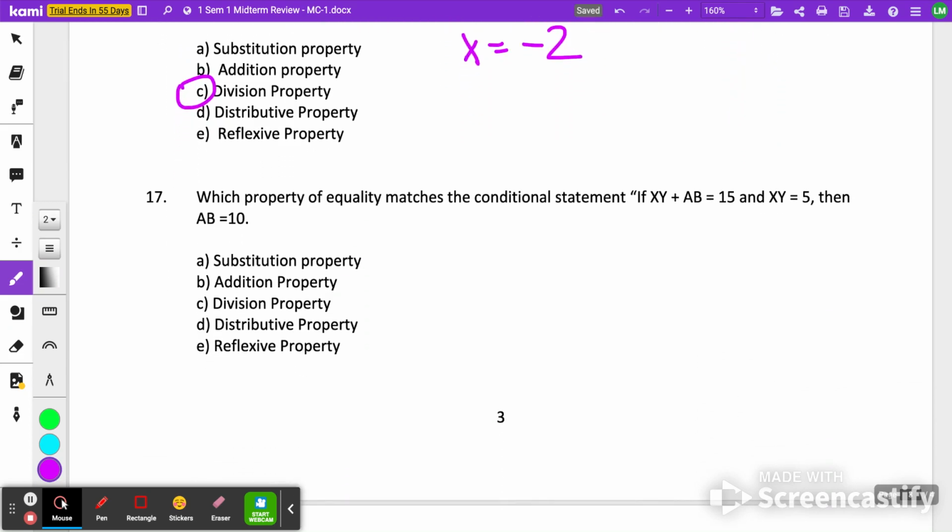17, which property of equality matches the conditional statement: if xy plus ab is equal to 15 and xy is equal to 5, then ab is equal to 10? That would be using the substitution property because it tells you xy is equal to this, so we can substitute 5 and then solve whatever AB would be equal to.